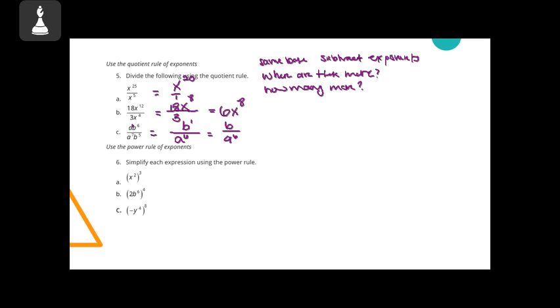And then this last part here is the power rule. Power rule here means we multiply the powers here. So x squared, the way I like to do it, I like to always write it out. X squared, X squared, X squared makes x to the 6th.